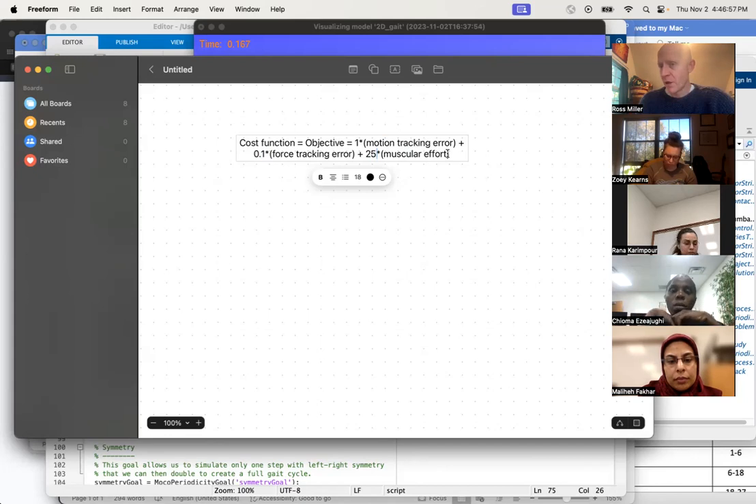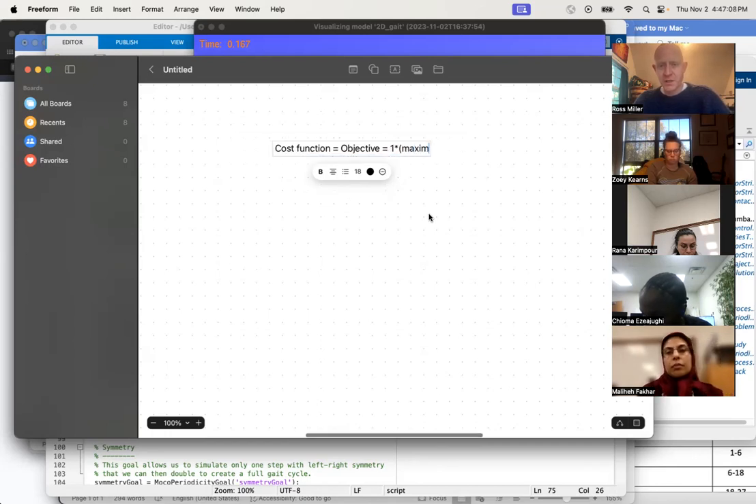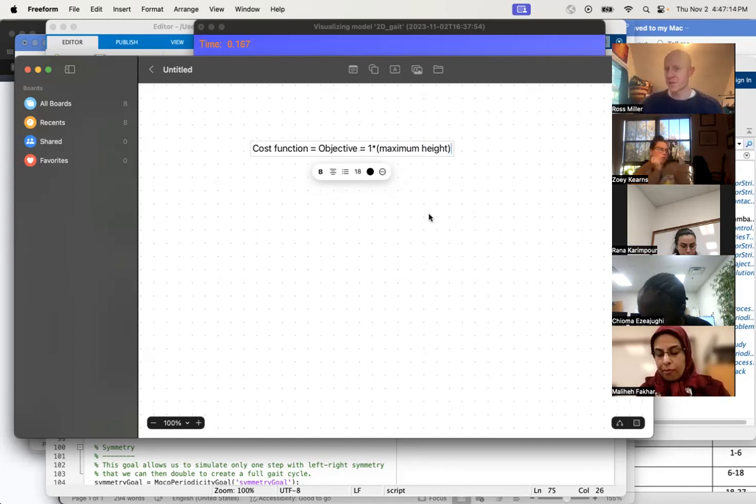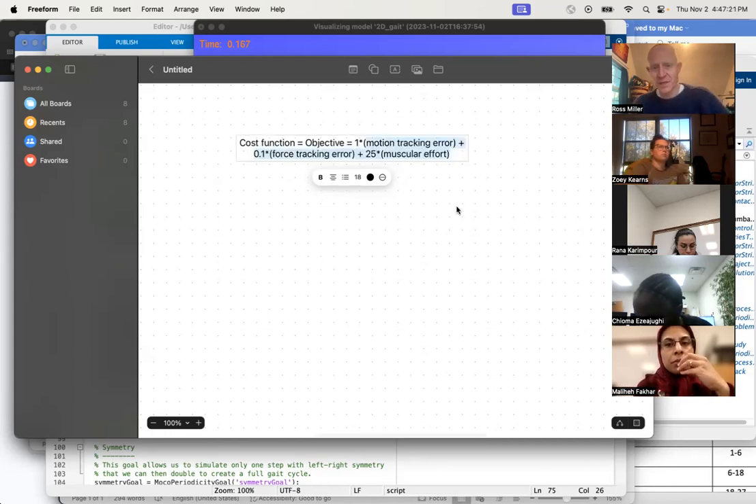You come up with a model and you come up with a goal that you want that model to achieve. And sometimes that goal is easy, right? If this was a jumping simulation, my objective would just be maximum height, right? So I'd have the model calculate what's the peak height that the pelvis or whatever got to, and that's the only thing that's involved in jumping there, right? But sometimes for something like walking, it's a little bit more complicated.